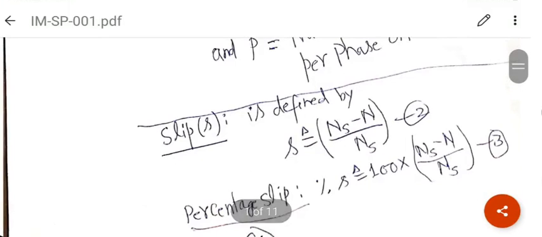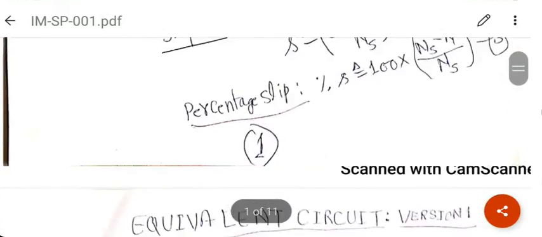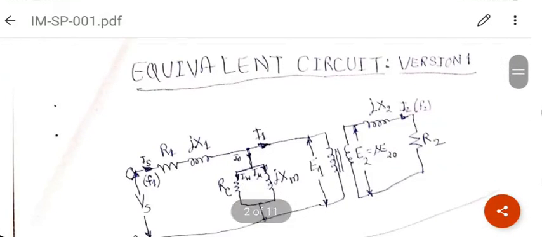Slip definition I have repeated here once again for reference. It is Ns minus N divided by Ns, and you can multiply the result by 100 if you want percentage answer. Okay, simple enough.